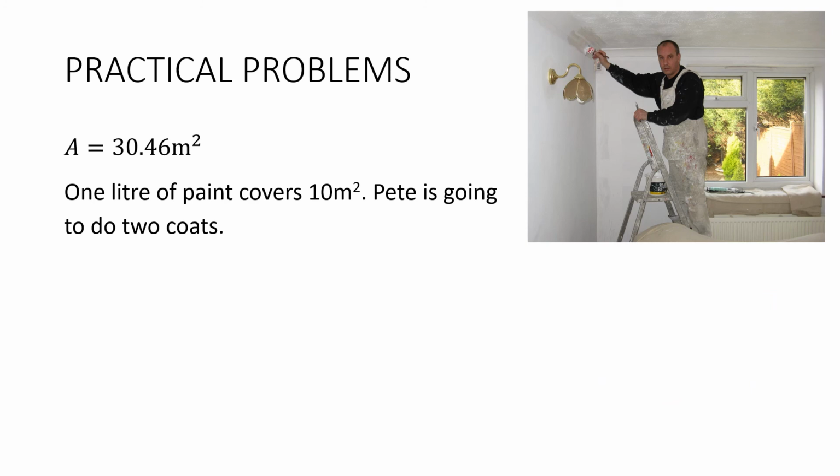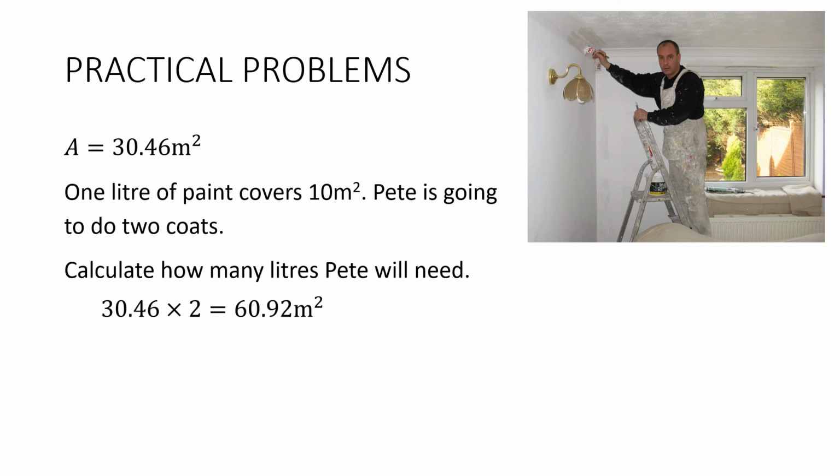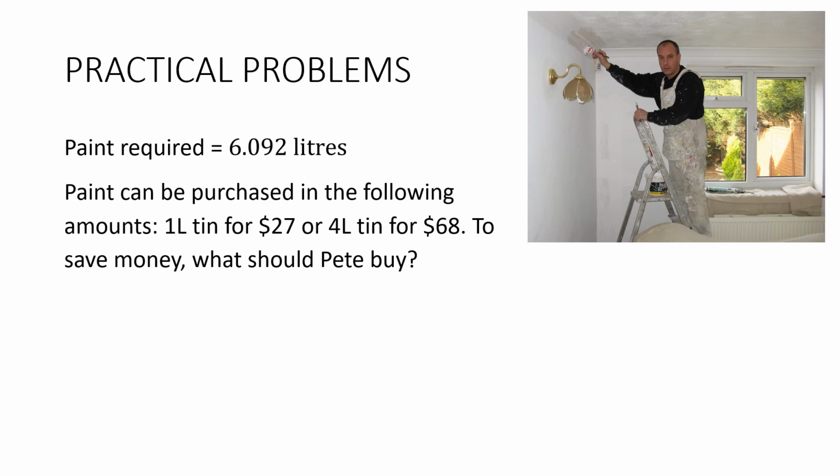Now 1 litre of paint covers 10 meters squared, and Pete's going to do 2 coats. So let's calculate how many litres of paint he's going to need. We're going to start by doubling this area because of the 2 coats. So he's going to have to paint 60.92 meters squared of wall space. Now we need to know how many tens go into that, which is a division question. So 60.92 divided by 10, we need 6.092 litres.